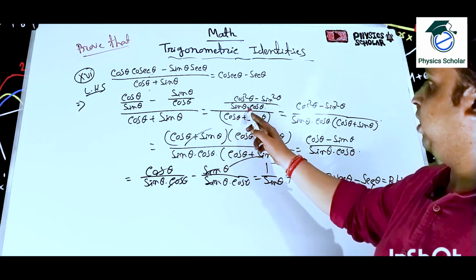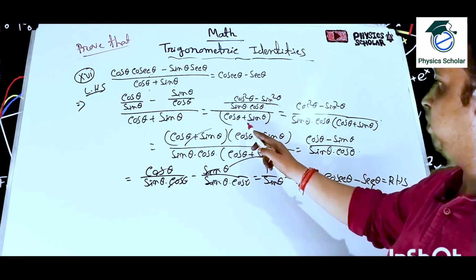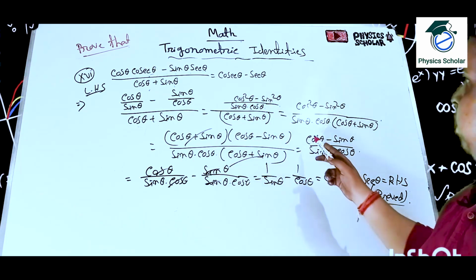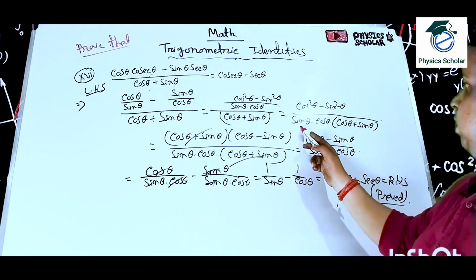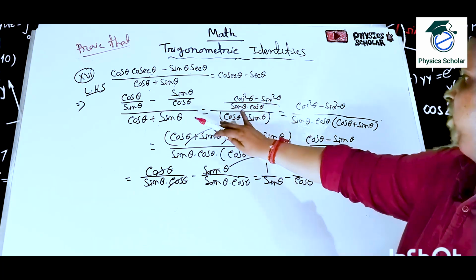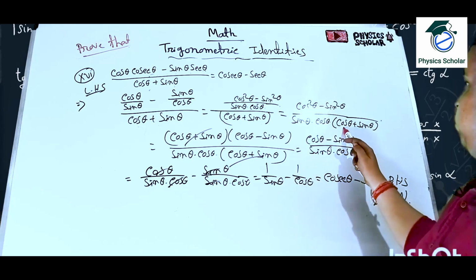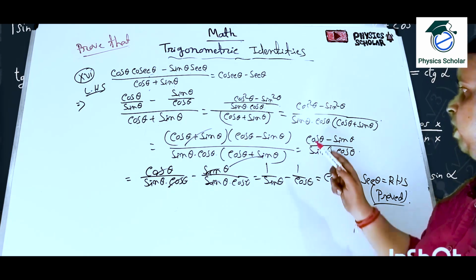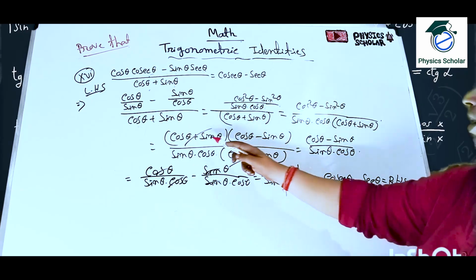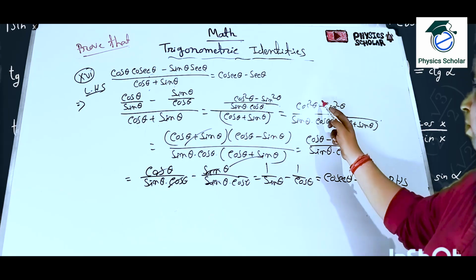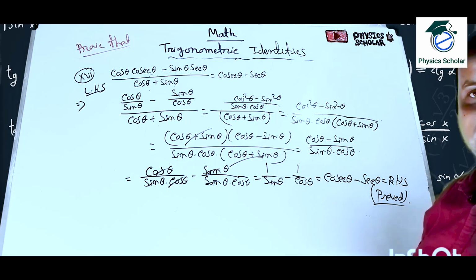Now here sin theta cos theta is the LCM, so it will be cos square theta minus sin square theta divided by cos theta plus sin theta. So cos square theta minus sin square theta divided by sin theta into cos theta. This will come here as denominator into cos theta plus sin theta. So a square minus b square formula, a plus b into a minus b. If it is plus, then the value should have been 1.